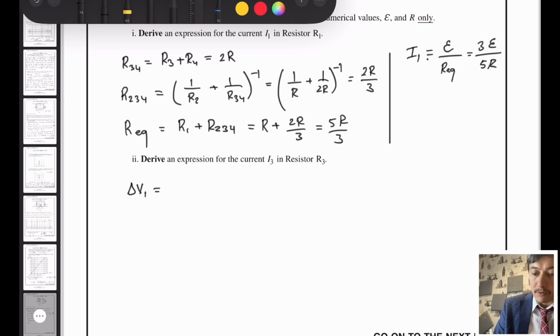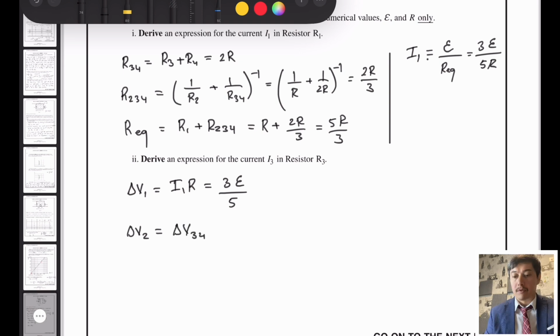Potential across the resistance R1 is going to be current I1 times R using Ohm's law. So it's going to be 3 epsilon over 5. Next, the potential across the second resistance is equal to the potential across the resistors R3 and R4 combined, because they are parallel to each other. They are all going to be, if you use Kirchhoff's loop rule, the battery voltage epsilon minus the potential across resistor 1. So it's going to be 2 epsilon divided by 5.